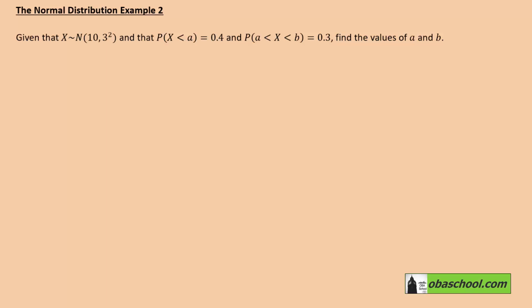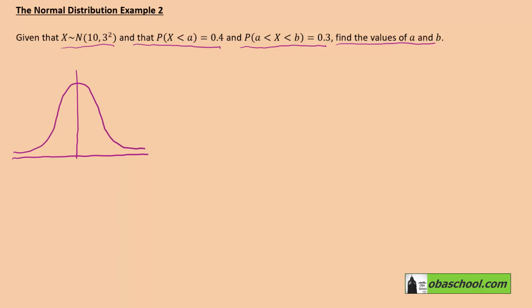Given that x follows a normal distribution with a mean of 10 and a standard deviation of 3, we're given that the probability of x is less than a is 0.4, and the probability that x is between a and b is 0.3. We want to find the values of a and b. A quick sketch might help us clarify to ourselves what we're trying to do.